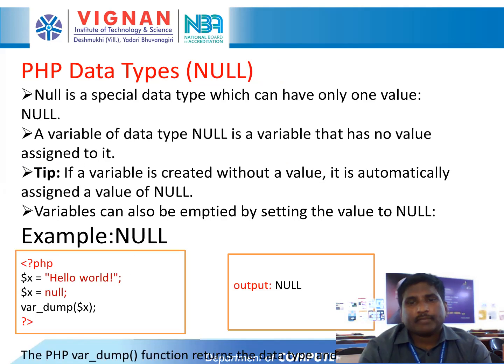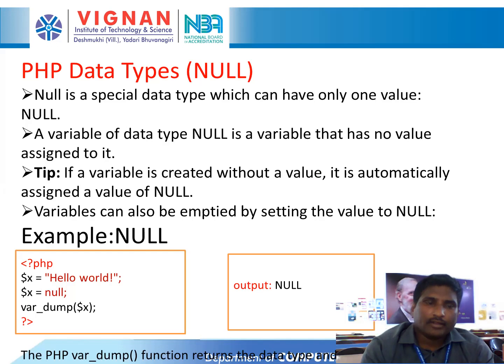Another data type PHP supports is null. It is a special type which has only one value, that is null. A variable of data type null has no value assigned to it. If a variable is created without a value, it is automatically assigned the value null. A variable without assigning anything is nothing but null. Variables can also be emptied by setting the value to null.